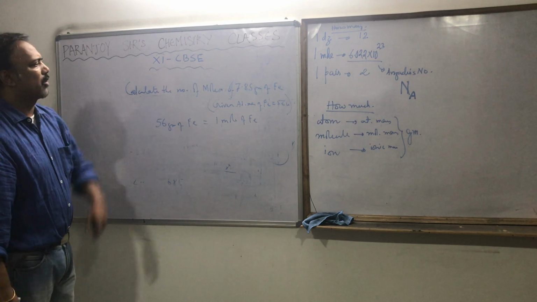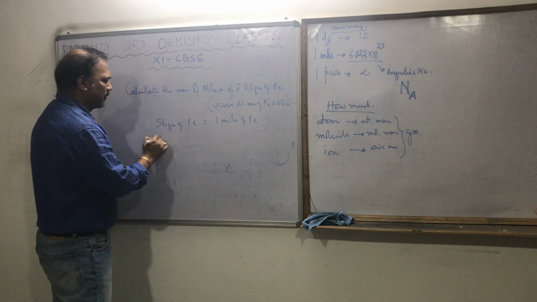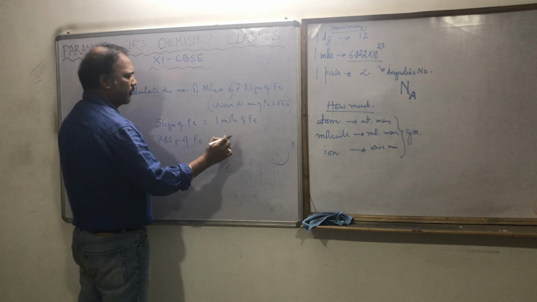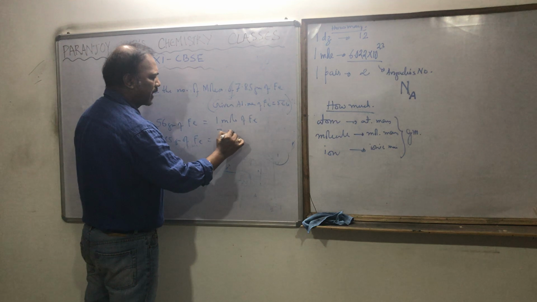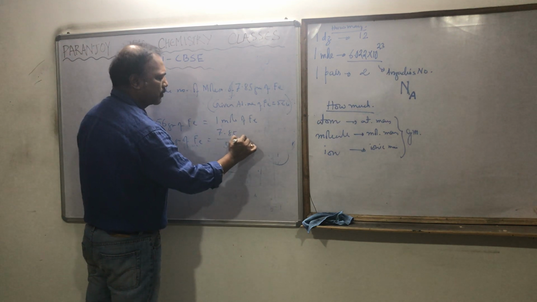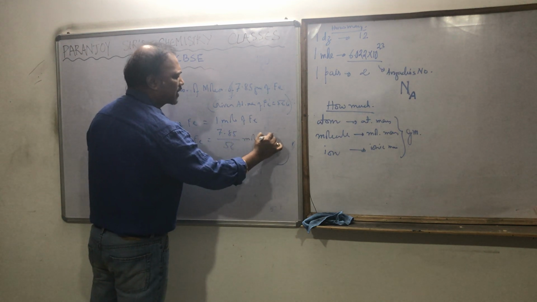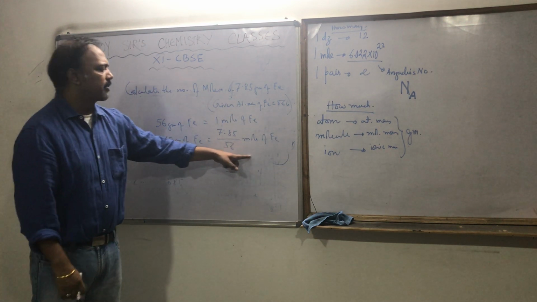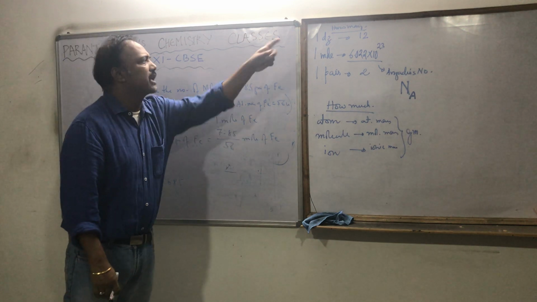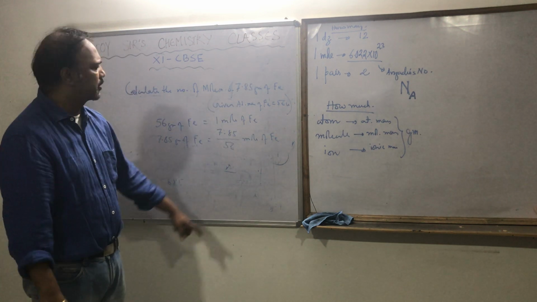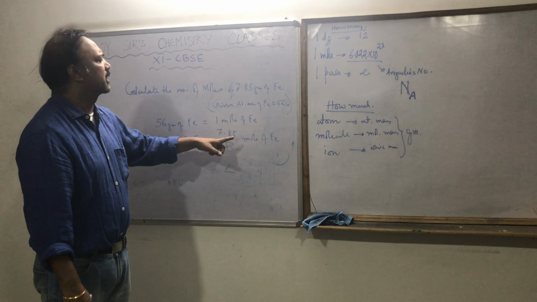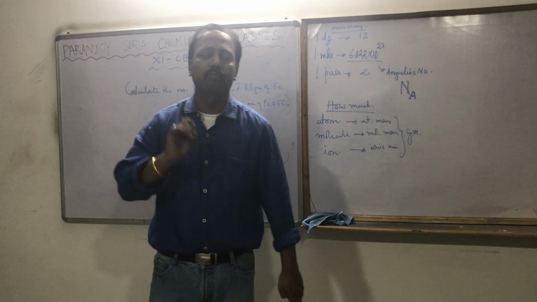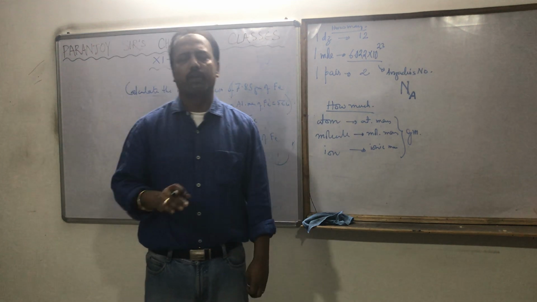Clear? So 7.85 gram of iron equal to how much mole of iron? We can very easily find out. 7.85 divided by 56. This much mole of iron. Now if somebody asks you how many atoms are there, so this many moles means how many atoms? 1 mole contains 6.022 into 10 to the power 23. So whatever mole you have, multiply into 6.022 into 10 to the power 23. Simple concept, but you must understand it. You must solve a lot of numericals.